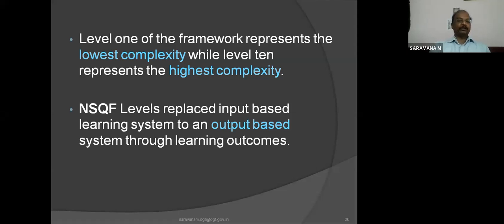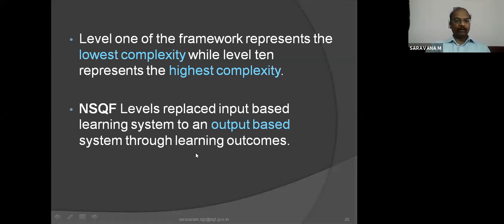So the only thing we have to see is that we have to get the information and make a presentation. We have to transfer that knowledge or transfer the skill. So this is output based. Previously the syllabus was input based, and now it is output based. An output based syllabus has a very big advantage for the trainers as well as the trainees. NSQF levels replaced the input based learning system with an output based system through learning outcomes.